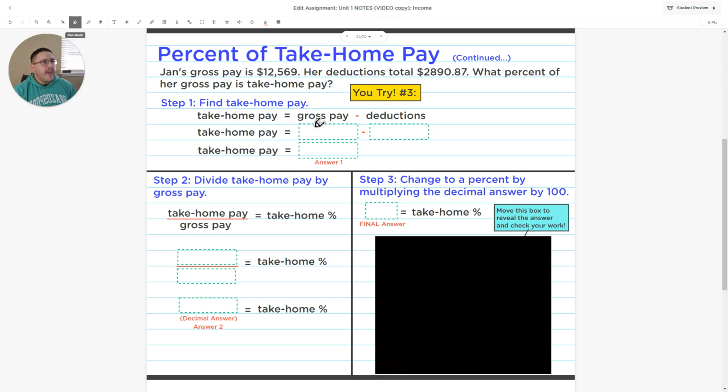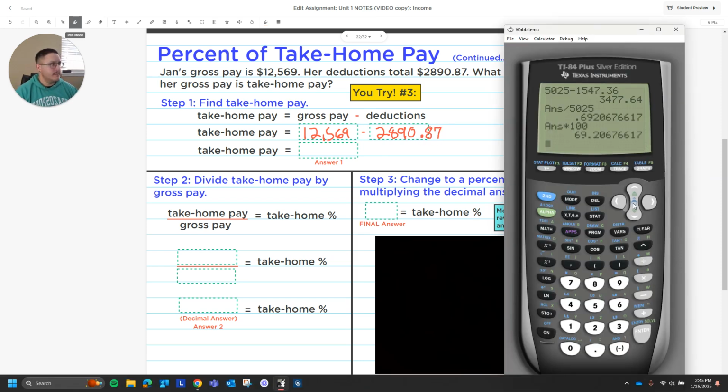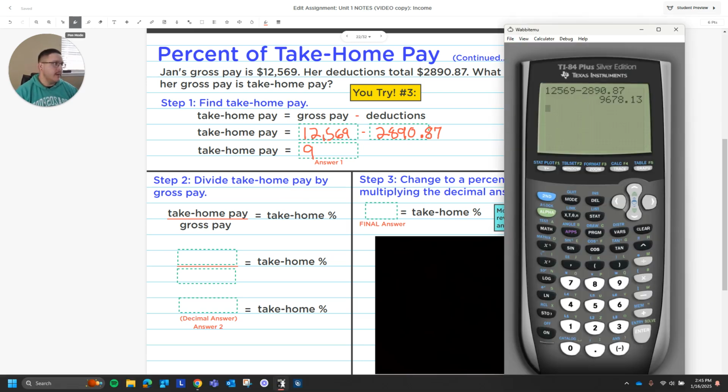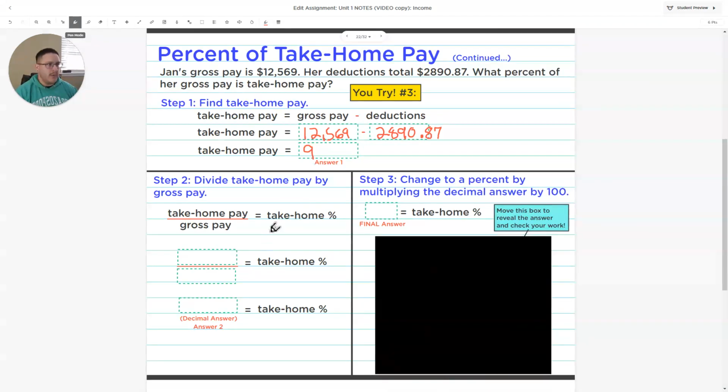So Jan's gross pay is $12,569. Her deductions are $2890.87. Subtract the two. And we have the take-home pay was $9,678.13.